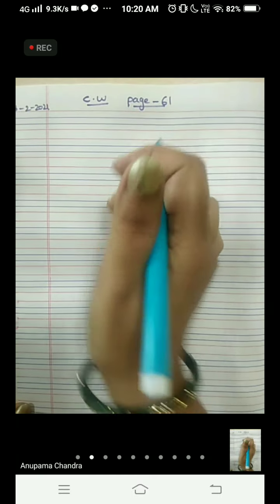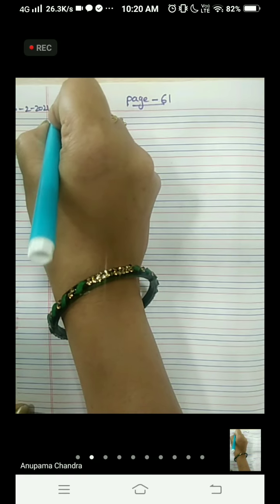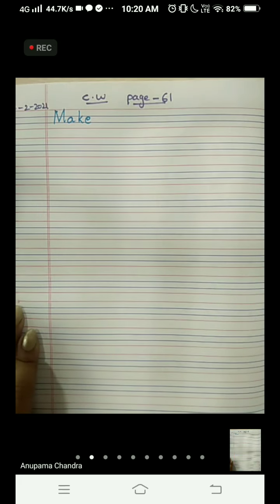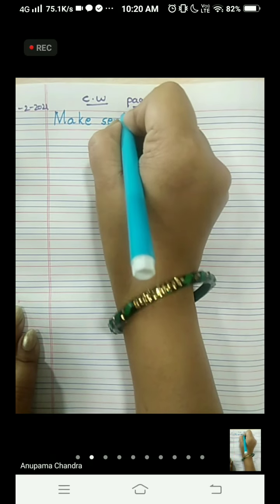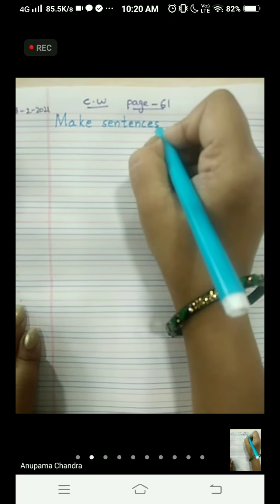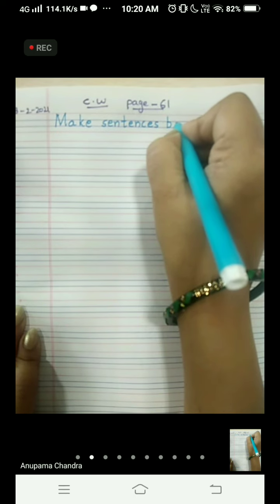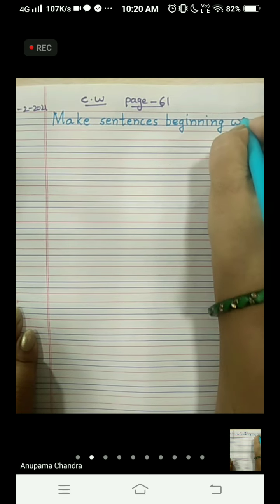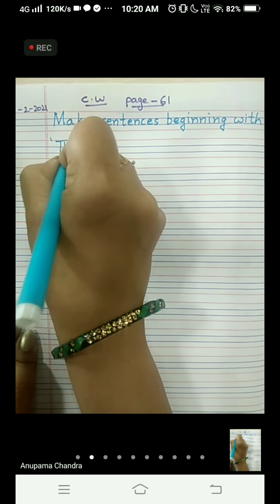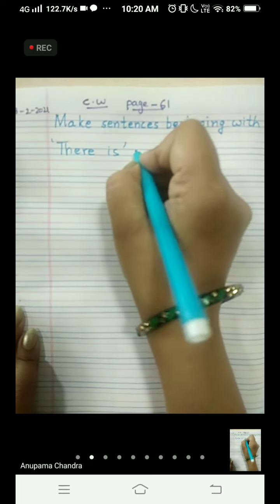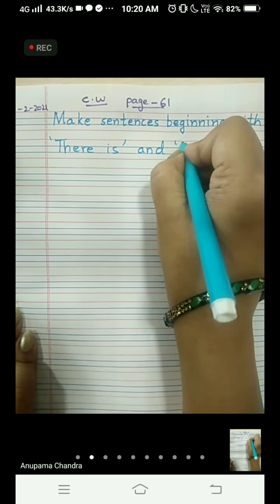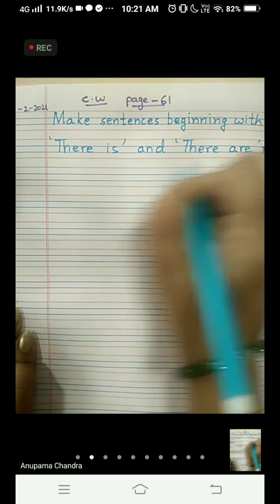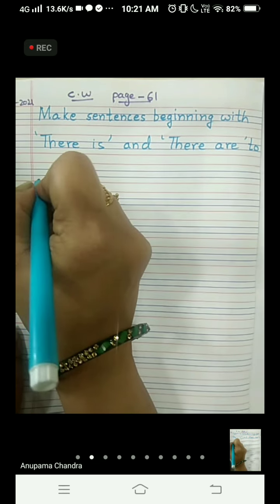Okay, now question you are going to write, make sentences beginning with "there is," put them in inverted commas, and "there are," two, describe the picture.